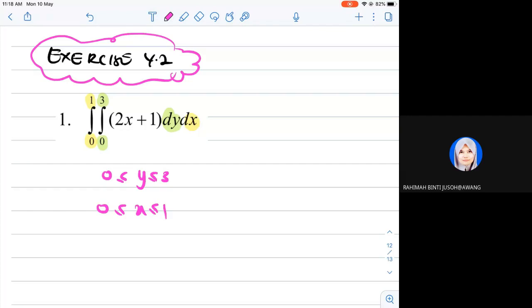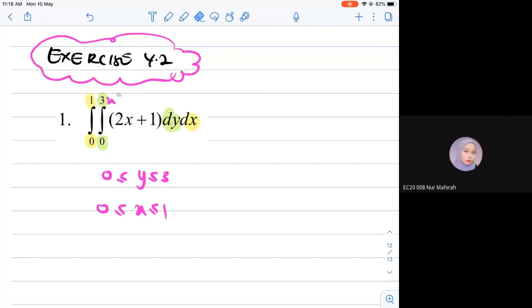So x from 0 until 1. Kalau you tengok semua limit ni constant. Semua nombor. Dia tak melibatkan function pun. Tapi kalau non-rectangular region, region kita bukan petak, dia akan ada function. Contoh tiba-tiba kat sini dia ada 3x kuasa 2. Dia dah jadi graf parabola. Dia bukan region rectangular. Alright, understand what I mean?